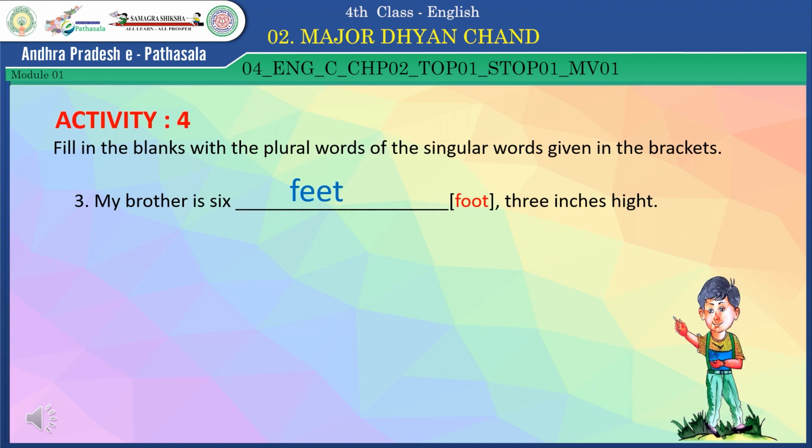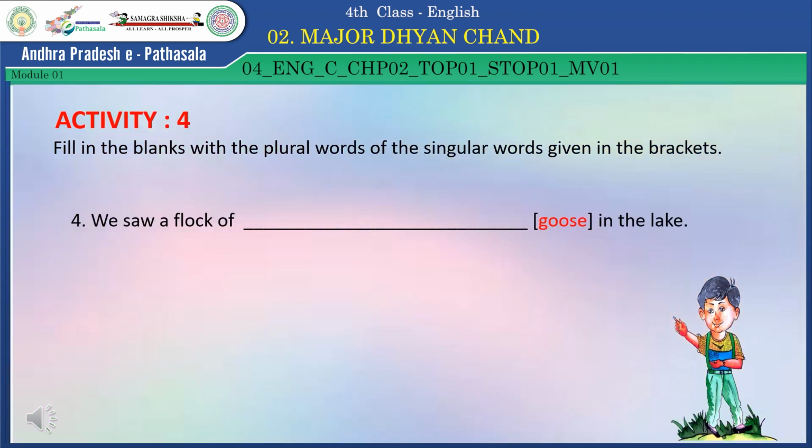We saw a flock of dash in the lake. Write the plural form of goose. Yes, we saw a flock of geese in the lake.